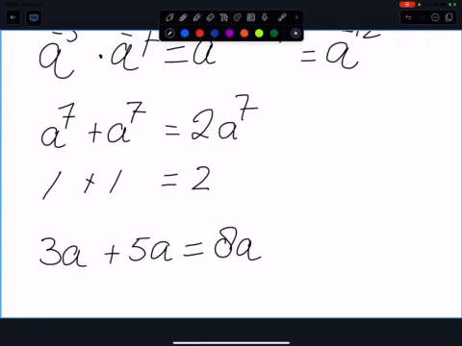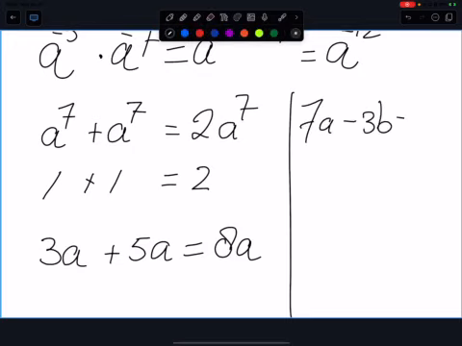Nothing difficult to it. But if you get this, then remember, they're not the same. If they're not the same, you cannot subtract or add them with each other. So the answer remains the same: 7a minus 3b. You cannot do anything. That's how it is. 7a minus 2a is 5a.